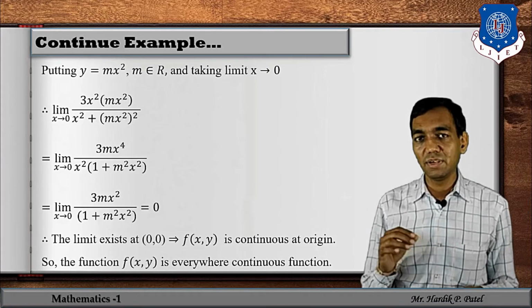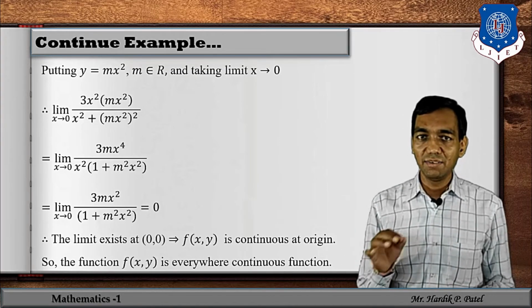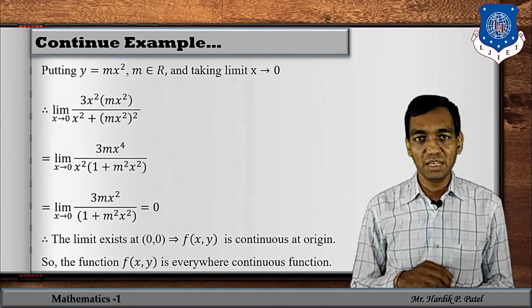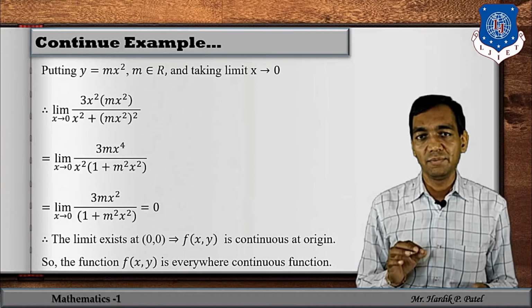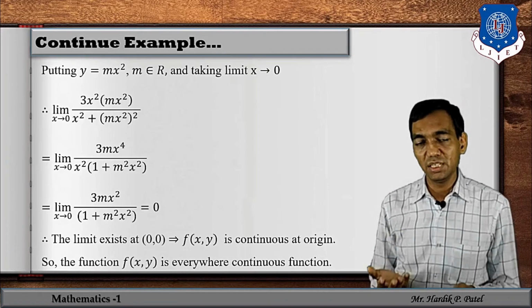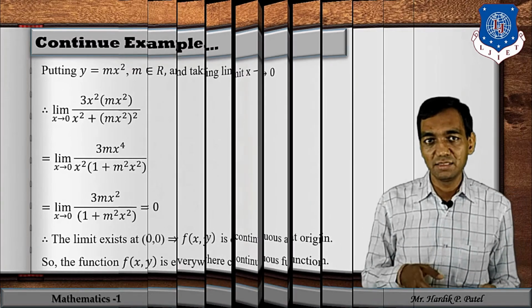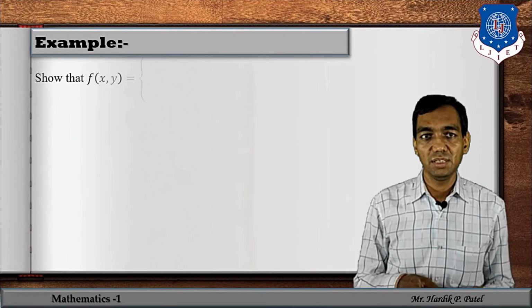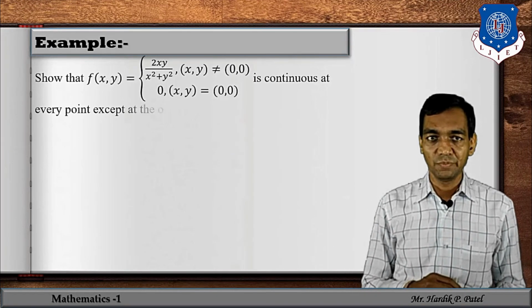Also, the function has a value 0 at the point 0, comma 0. So the limit and the value at the point both are the same. Therefore, the function is continuous at the origin. And therefore, your function is continuous everywhere, because at the origin it is continuous and we have already shown it is continuous everywhere else. Therefore, your function is continuous everywhere on the real xy plane.